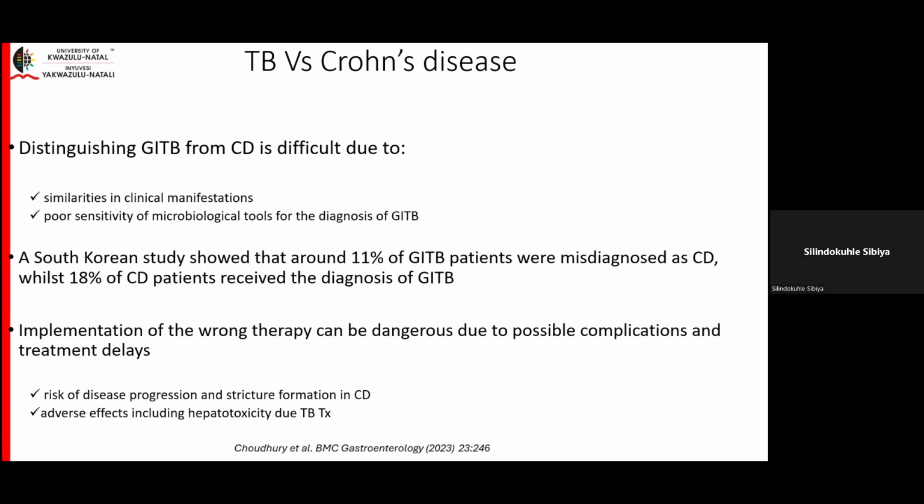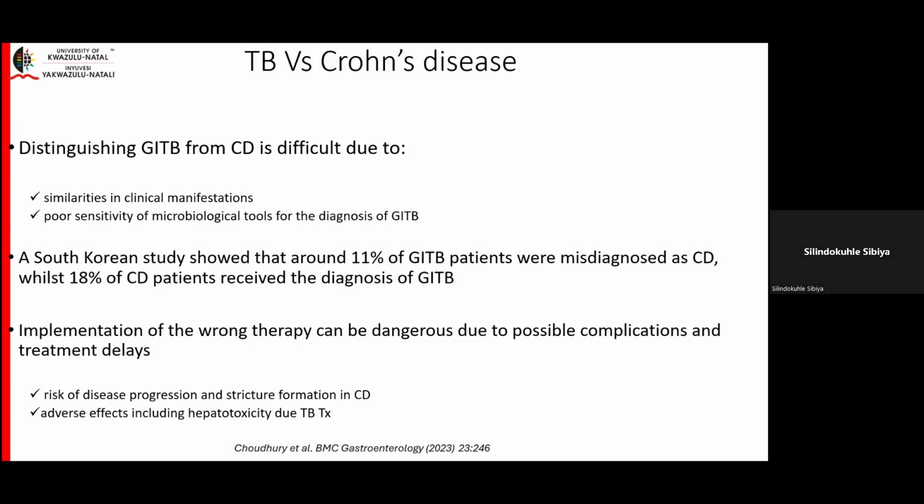Then it can also mimic Crohn's disease, and distinguishing TB from Crohn's is difficult due to the similarities in clinical manifestations and poor sensitivity of microbiological tools for diagnosing TB. A South Korean study showed that around 11% of patients with GIT TB were misdiagnosed as Crohn's disease, while 18% of Crohn's disease patients receive the diagnosis of TB. So implementation of the wrong therapy can be dangerous due to the possibility of complications and treatment delays.